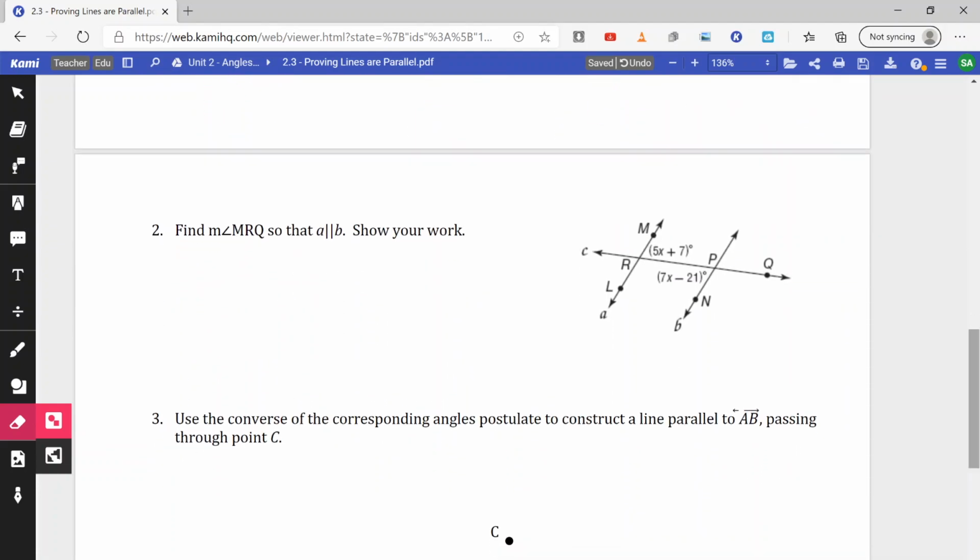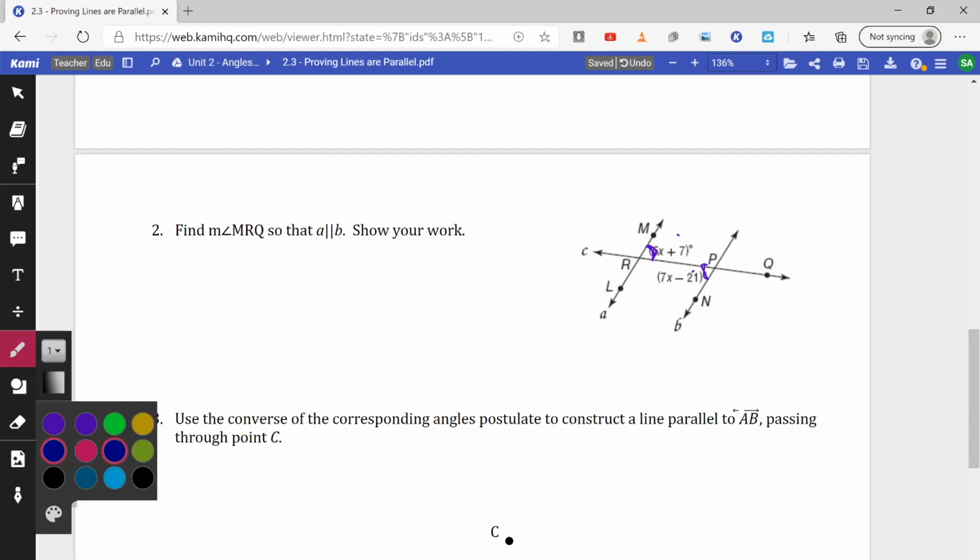Number 2, we need to find angle MRQ such that line A is parallel to line B. A and B are being cut by the transversal, line C. We need to find this angle here at MRQ and this angle here, RPN, such that the lines will be parallel. I take a look. The angles are on opposite sides of line C. They're on the inside of lines A and B, so these would be considered alternate interior angles. And we know that for lines to be parallel, they have to be equal. So in this case, we're going to set our angles equal to each other.